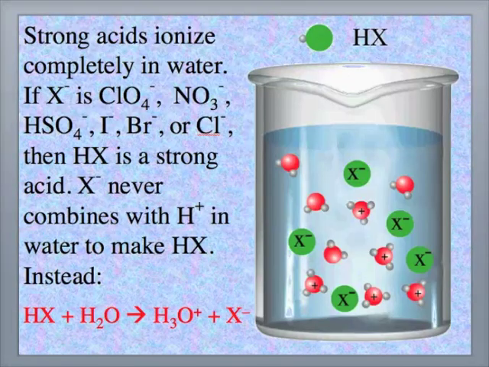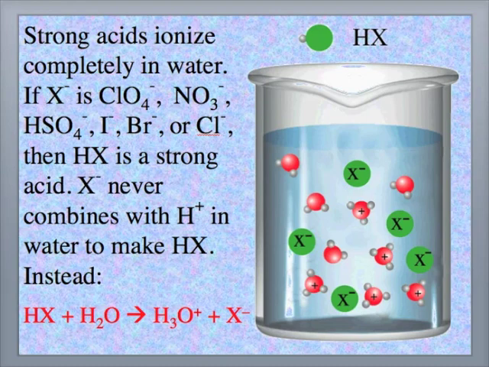So far we've looked at ions that combine to form precipitates. Well, there's another way that ions can combine in water to form something called weak acids. Before we tell you what a weak acid is, let's tell you what a strong acid is. Strong acids ionize completely in water.